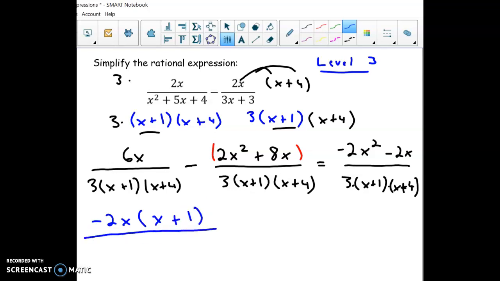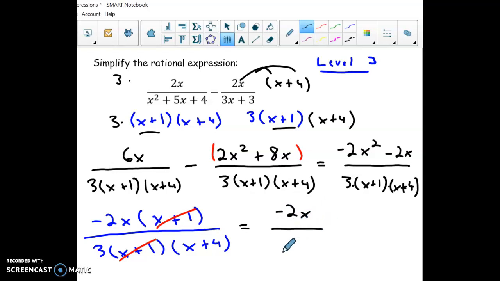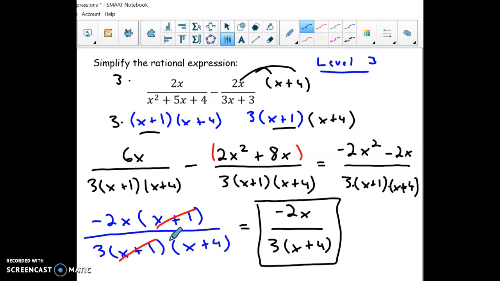Ooh, and this is the exciting part. Look at that. So now, in our attempt to master level 3 here, things are looking kind of nice because these now cancel. Boom, boom. All right, and so we are left with negative 2x on the top, and then just 3, and then x plus 4, sorry, on the bottom. Right, and that's it. We were able to factor and cancel, and so our final answer looks like that.